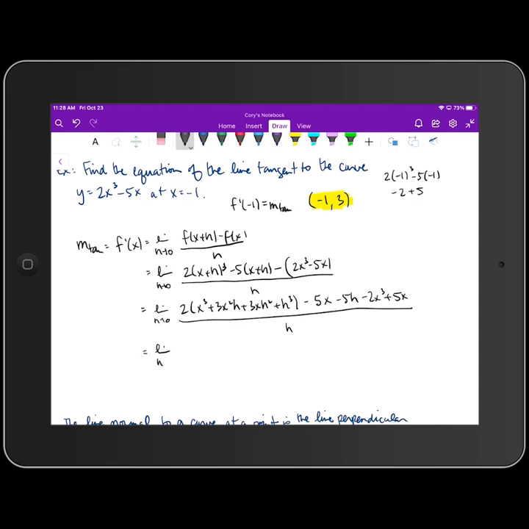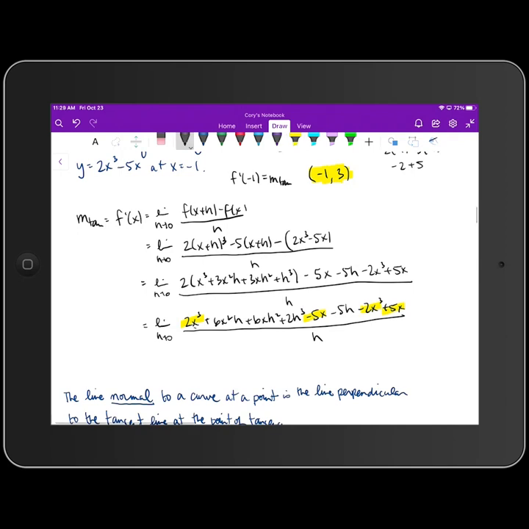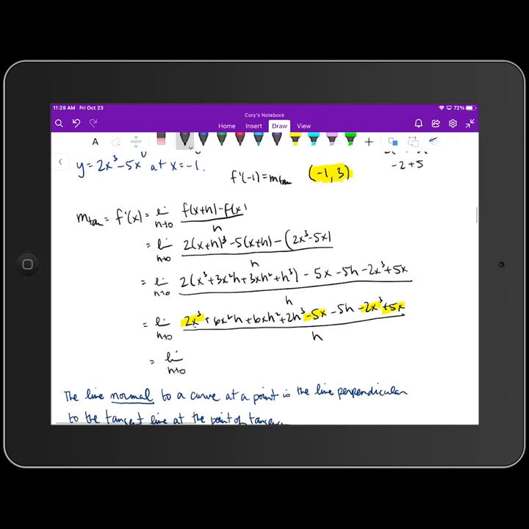So this becomes the limit as h goes to 0 of 2x cubed plus 6x squared h plus 6xh squared plus 2h cubed minus 5x minus 5h minus 2x cubed plus 5x all over h. Okay, so the terms that we can get rid of: the positive 2x cubed and the negative 2x cubed, the negative 5x and the positive 5x. And when I look at what's left over, I can factor an h out of the numerator. So when I factor an h out of the remaining terms, we get 6x squared plus 6xh plus 2h squared minus 5 all over h.